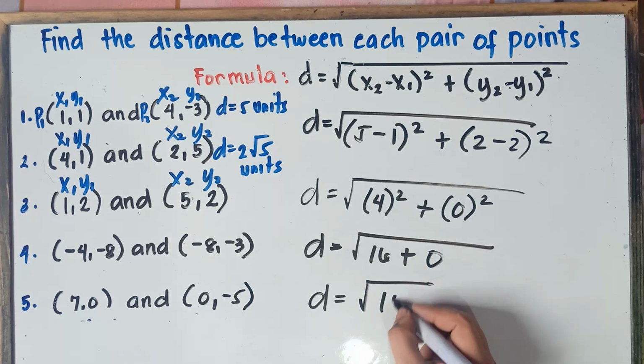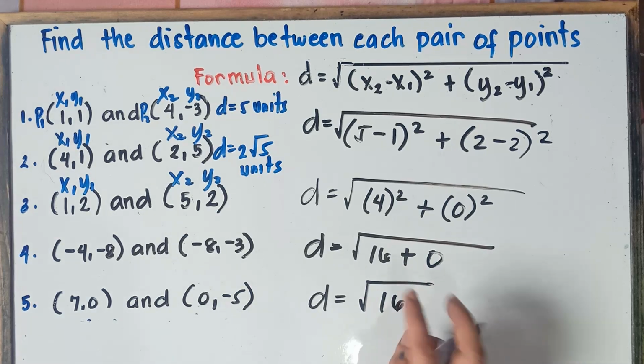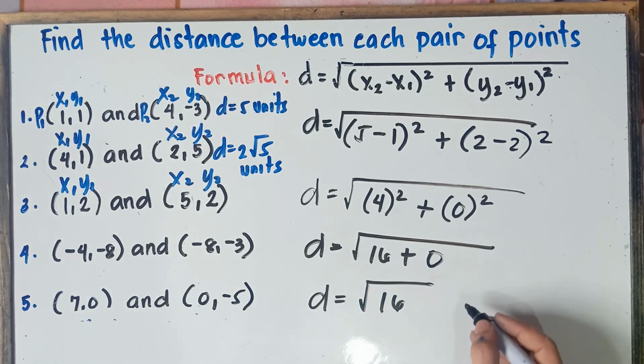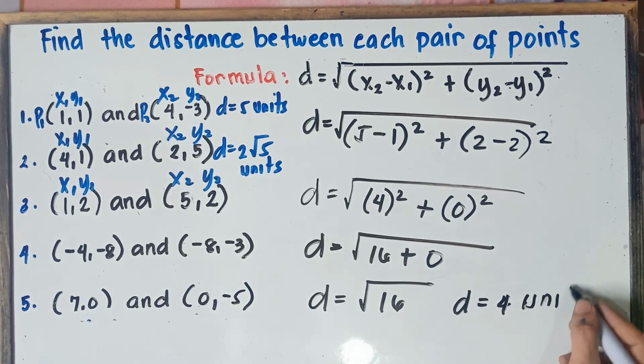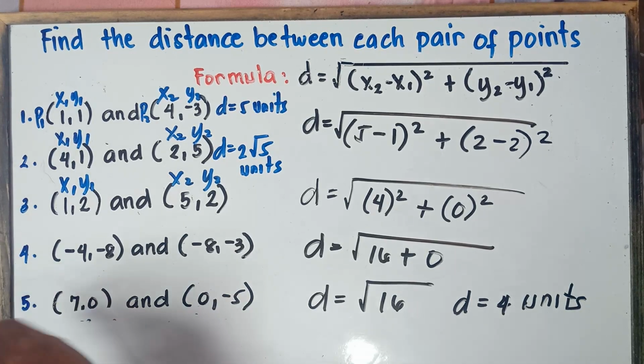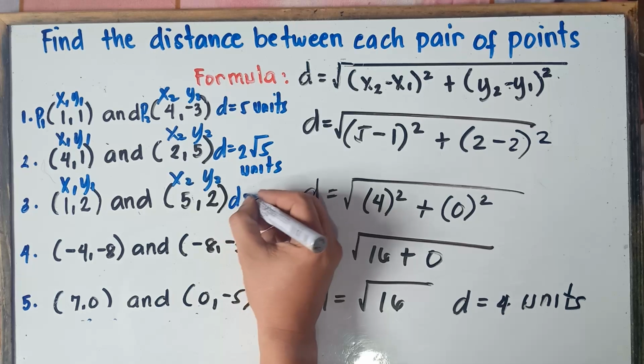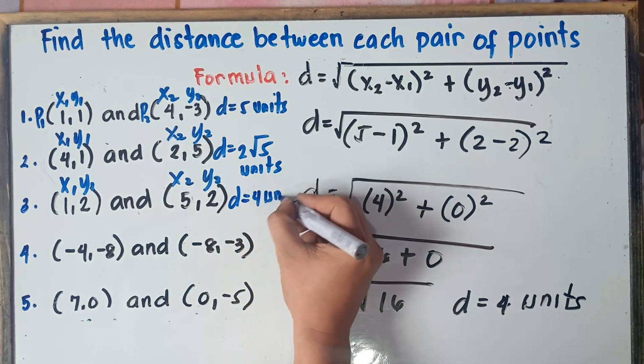Do not forget square root. Okay, copy square root and then 16 plus 0, that would be 16. The square root of 16, that would be equal to 4 because 4 times 4 is 16. So therefore, the answer D is equal to 4 units. All set. Very easy, right, for number 3. So D is equal to 4 units for number 3.